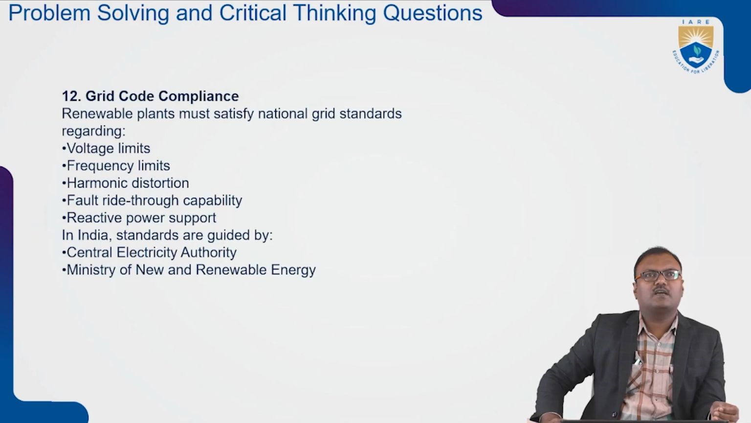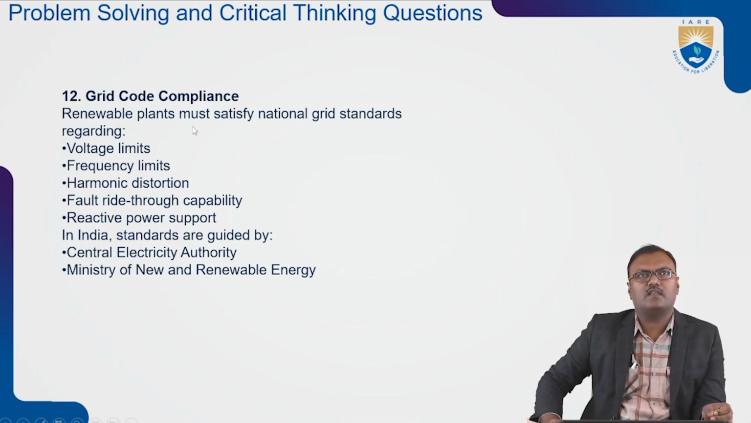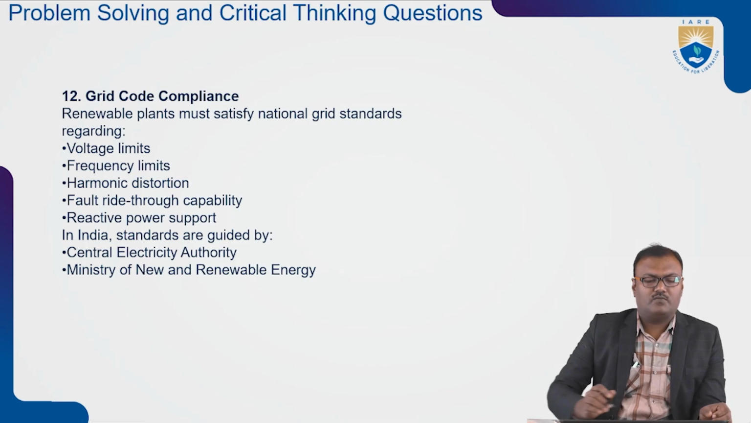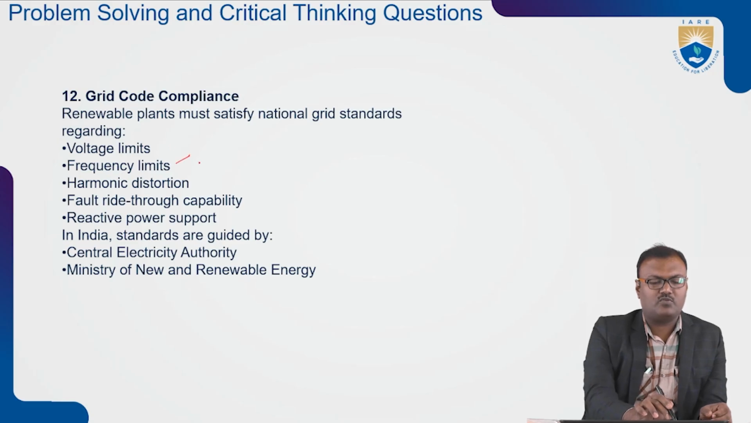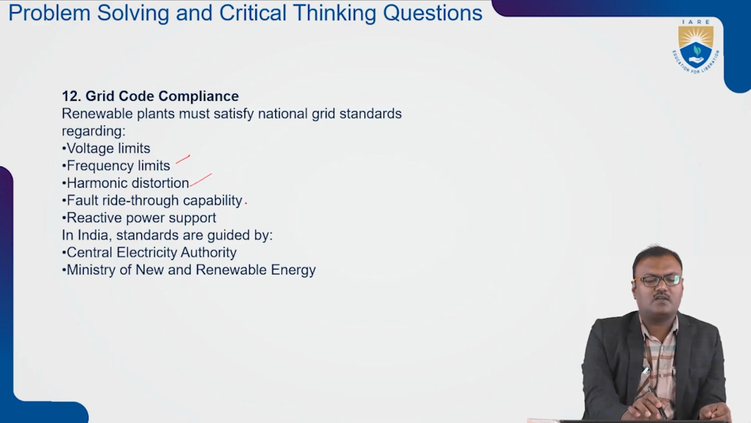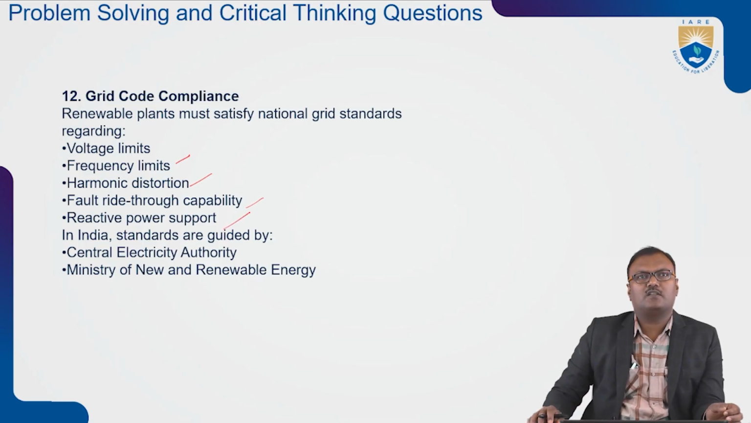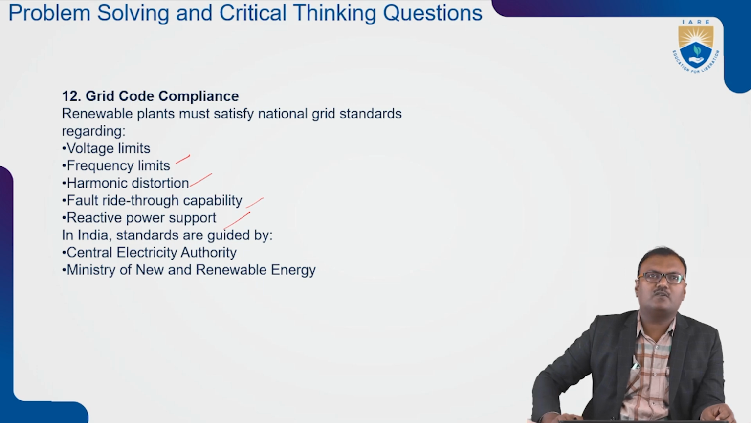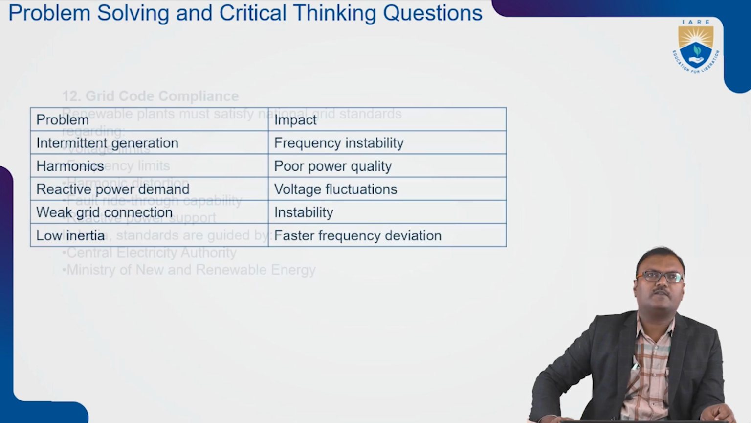And next one is grid code compliance. Grid code compliance includes renewable plants must satisfy national grid standards regarding voltage limits, frequency limits, and harmonic distortion, fault ride-through capability, and reactive power support. And in India, it is monitored by Central Electricity Authority (CEA) and Ministry of New and Renewable Energy.